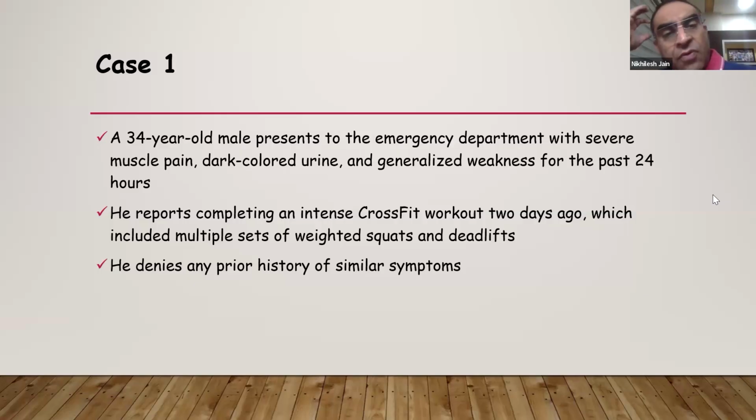Thank you. Okay. So you've got a 34-year-old male who presents to the emergency department with severe muscle pain, dark colored urine, and generalized weakness for the past 24 hours. Feel free to interrupt if you think that you have not got the question. Now, he reports completing an intense CrossFit workout 2 days ago, which included multiple sets of weighted squats and deadlifts. He denies any prior history of similar symptoms.